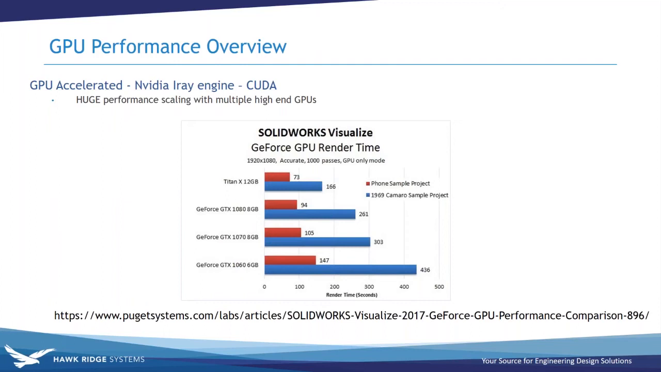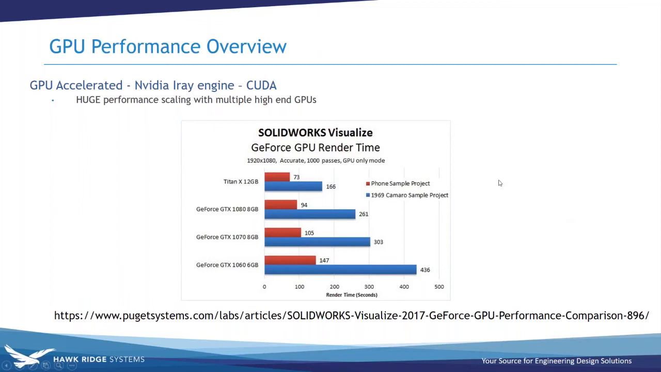You can also find some third-party system builders, Puget Systems did some great benchmarks with the consumer cards if you're interested in that. So if you're building a machine just for Visualize, that's another option for you. The performance scaling with the graphics cards is huge, and if you want good render performance, I think the sweet spot is at least one mid-range NVIDIA graphics card. If you can afford multiple high-end graphics cards, it will reward you with a decrease in render time.